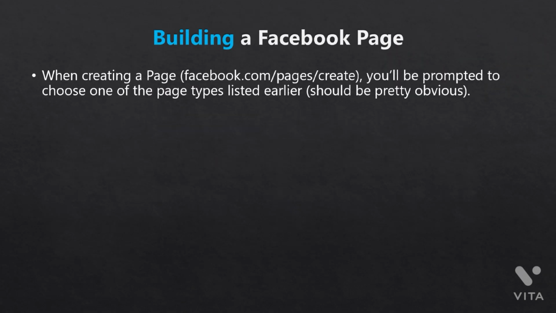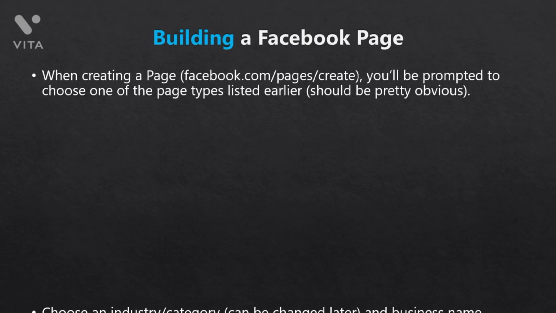When you first start the page creation process, you can simply go to facebook.com/pages/create, and you'll be prompted to choose one of the page types listed above. This should be relatively obvious. There is some disagreement about whether online businesses should choose company/organization or brand/product. In most cases, for online businesses, it's the latter, but it entirely depends on your business. It won't make a huge difference in your page functionality though, so don't agonize over the decision too much.